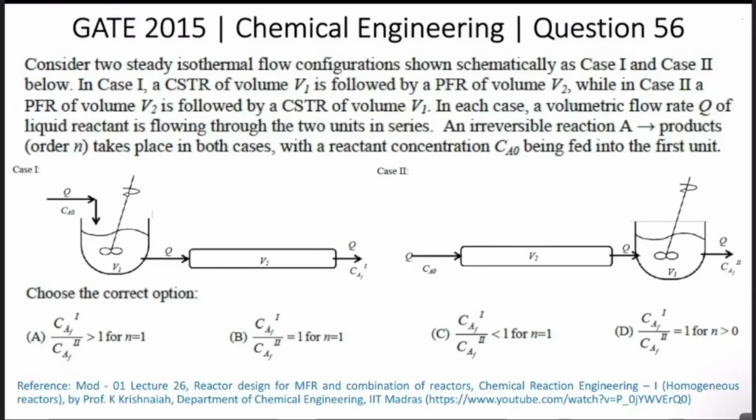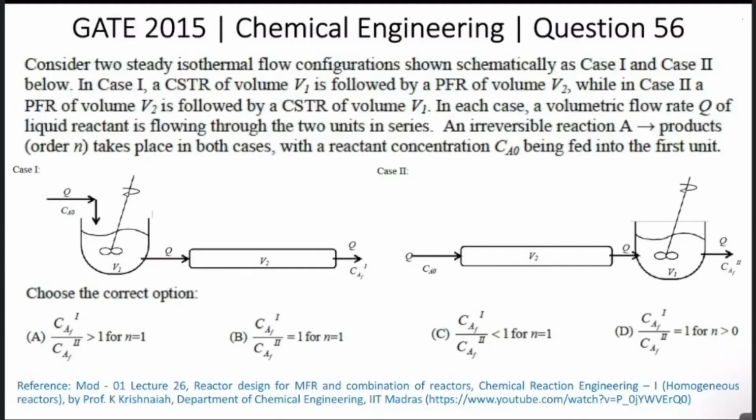An irreversible reaction A gives product of order n takes place in both the cases with the reactant concentration CA0 being fed into the first unit. So these are the two cases given. We have to choose the correct option for this. So we have to choose the correct options from these four options.